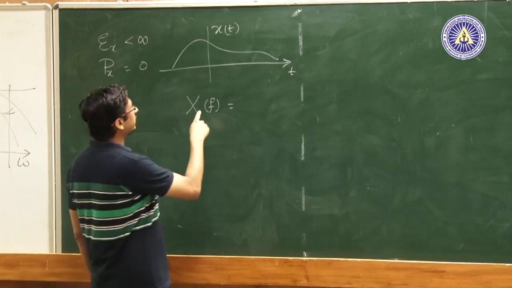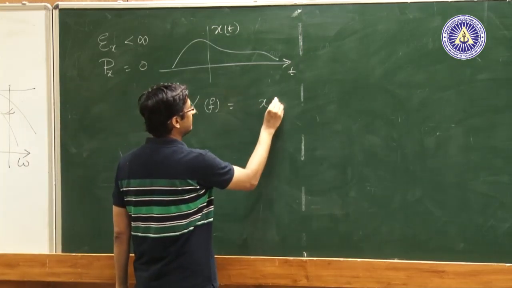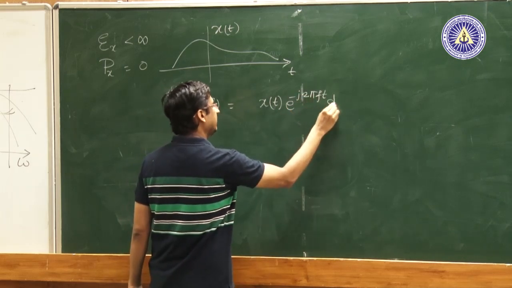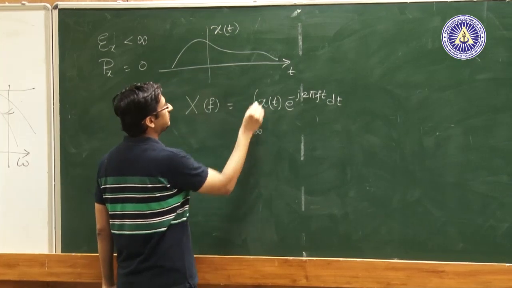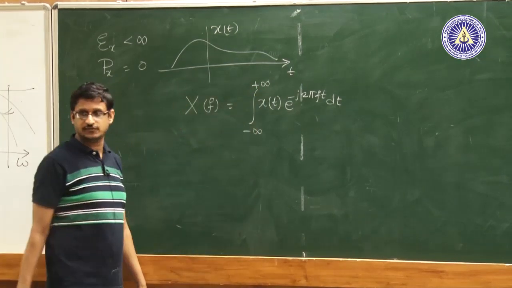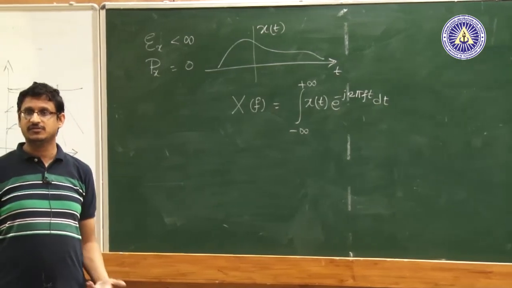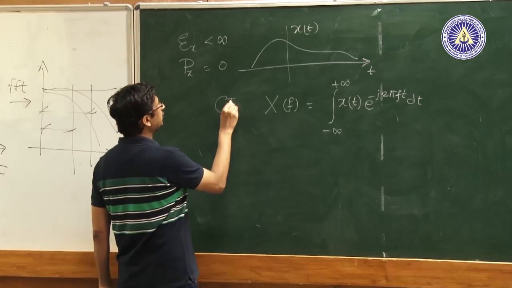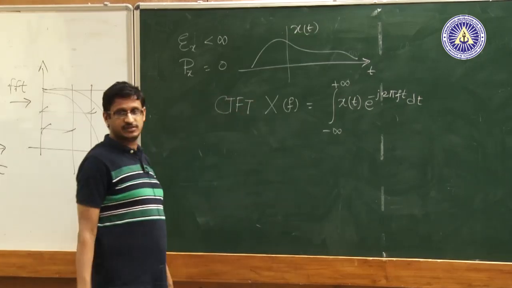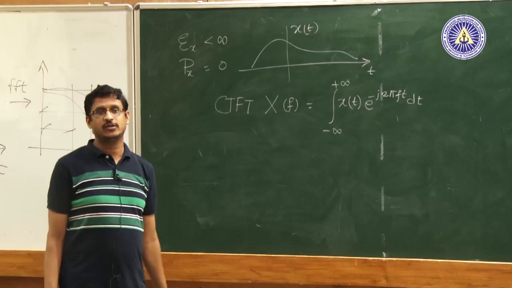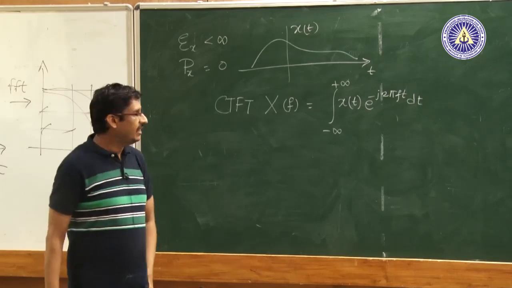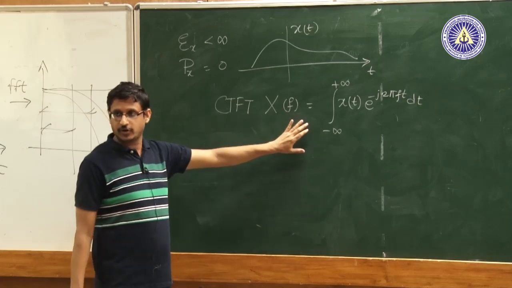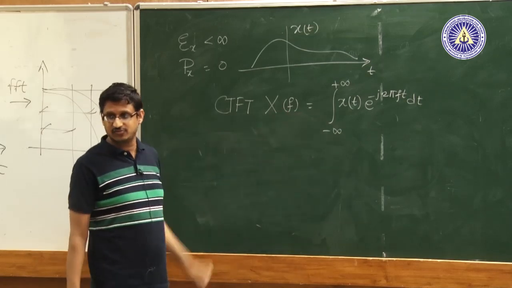The Fourier transform X of f is defined as the integral of x of t, e power minus j 2 pi f t, dt, integrated from minus infinity to plus infinity, because usually the range of x of t is from minus infinity to plus infinity. This is called the continuous time Fourier transform, to distinguish it from the discrete time Fourier transform that will come up later. I will not spend much time on the Fourier transform here, although it is very important, because I want to go to the discrete time case as soon as possible.